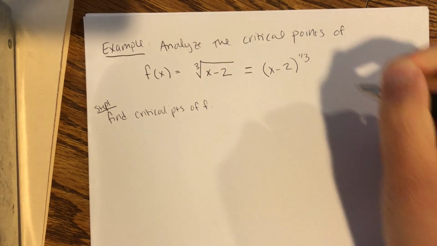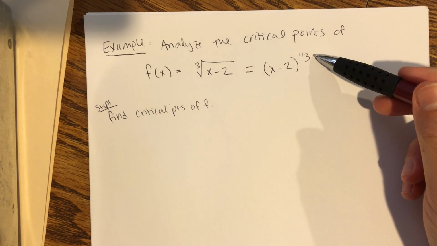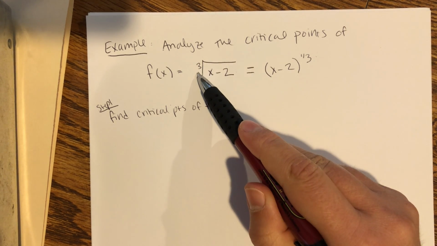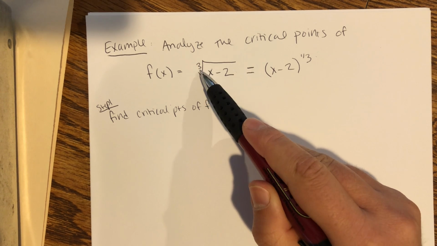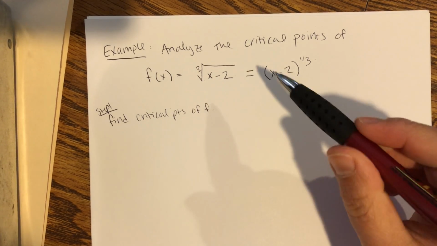And this is where we want to be a little bit careful. Our function f of x is defined everywhere, right? We don't have to worry about negatives underneath the radical sign because it's a cubed root, it's an odd root, and odd roots are defined everywhere. So f is defined everywhere. F's domain is all real numbers, but possibly not for f prime of x.